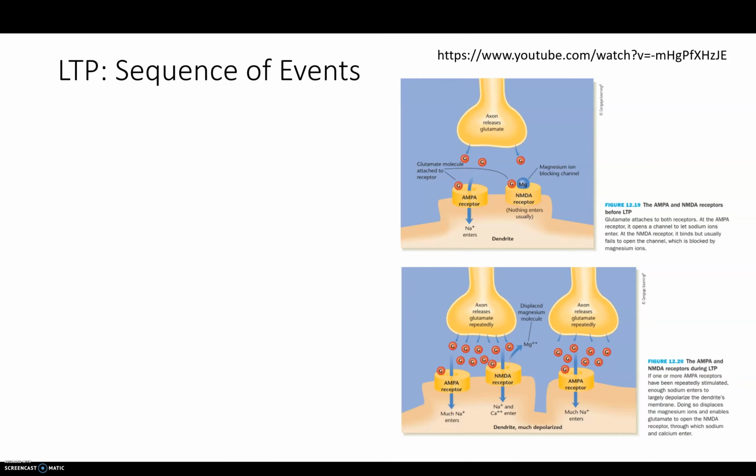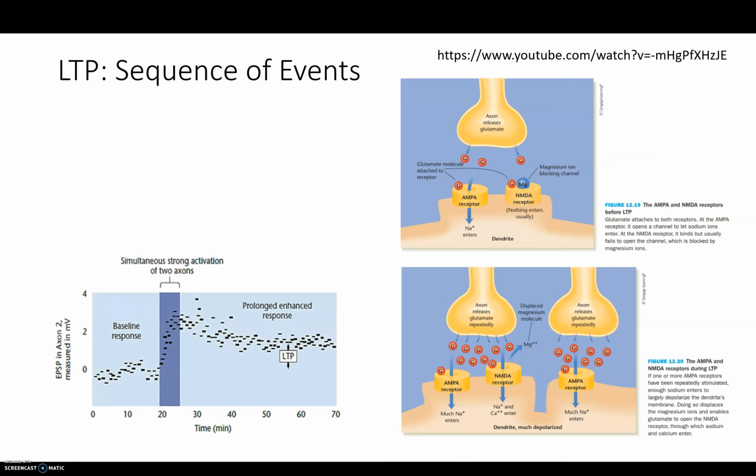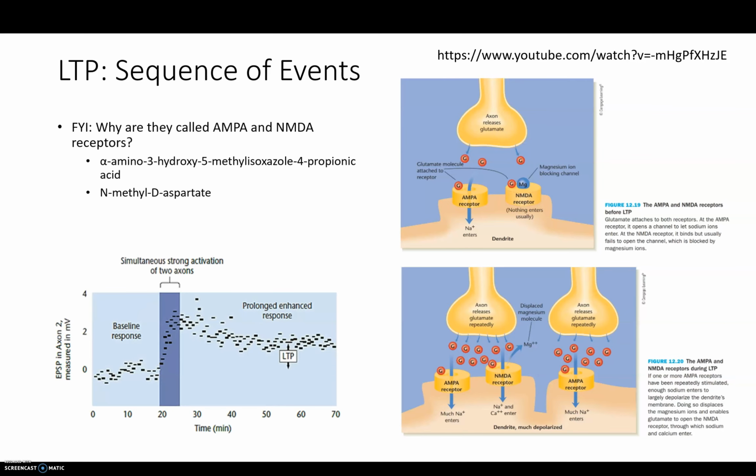Okay, so this is the sequence of events involved in LTP. LTP stands for long-term potentiation. You can see there's kind of a lot going on here on this slide. There's a link to a video up here, which I'll post in the description to this video, that will walk you through this process. And I'll also walk through it here. I'll get to this figure here in just a second.